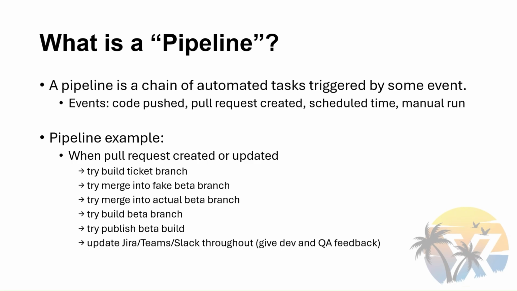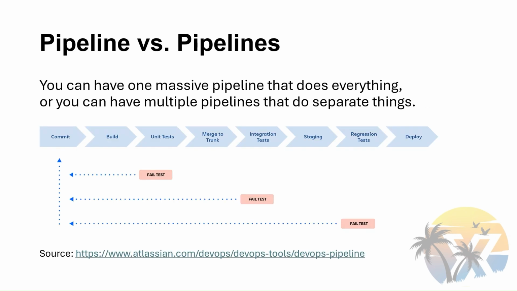Then you would build the beta branch. Then you would publish the beta branch, and then you can send out notifications to anyone who needs to know that, hey, there's a new build. That's an example of a pipeline. It's a whole series of different tasks that get triggered by one event. One thing I'll call out is that you can have one pipeline, or you could have multiple pipelines. In our system, we have multiple pipelines, but you could just have one massive pipeline that does everything.